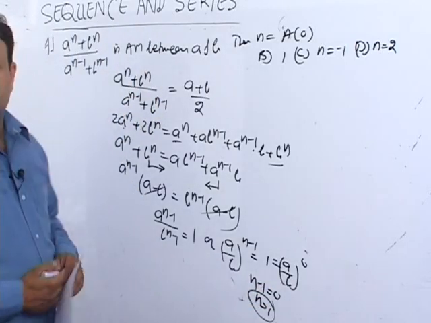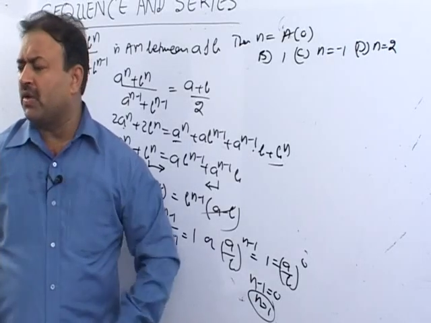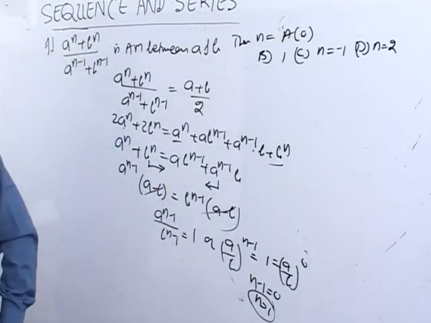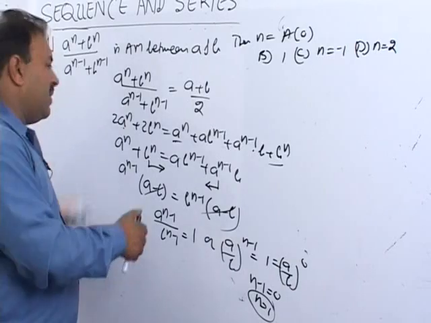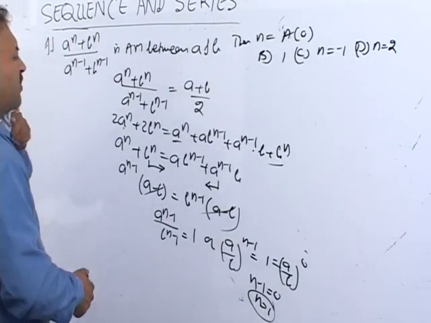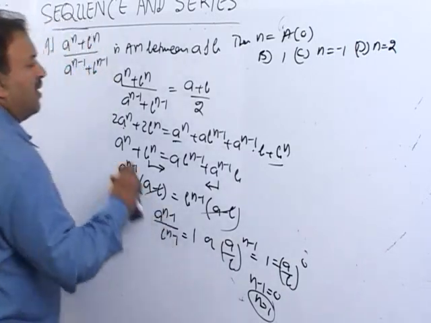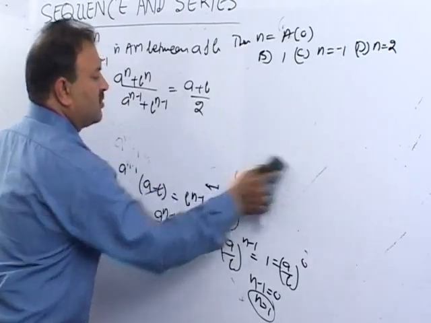Otherwise, this is a class plus 1 method. We do not follow this particular method because we always apply it in these types of questions. It may come in arithmetic mean, geometrical mean or harmonic mean. We always start from here. We write it down this way.